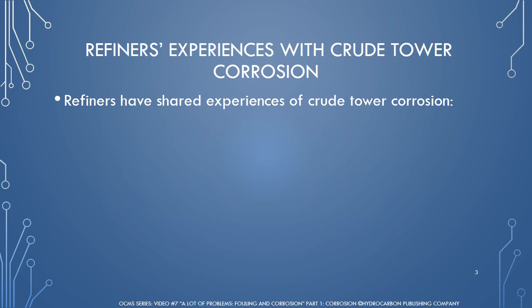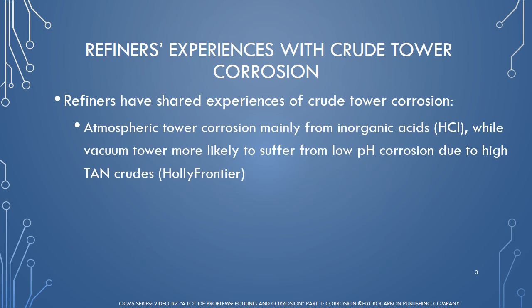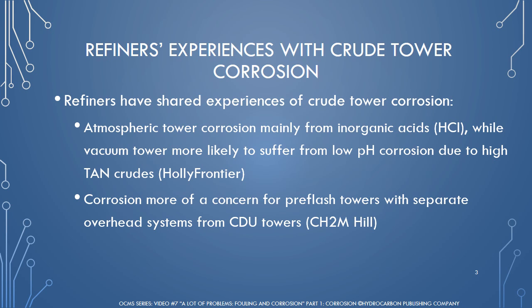Refiners have shared experiences of corrosion in the crude tower. At an American Fuel and Petrochemical Manufacturers Conference, a panel member from HollyFrontier said atmospheric tower corrosion mostly comes from inorganic acids such as hydrochloric acid, while the vacuum tower overhead typically suffers from low pH corrosion when processing high-TAN crudes. An attendee from CH2M Hill mentioned that while pre-flash drums pose an insignificant corrosion problem, for pre-flash towers with separate overhead systems from CDU towers, corrosion is more of a concern because water partial pressure in the atmospheric tower overhead will greatly increase, resulting in severe liquid phase chloride corrosion.